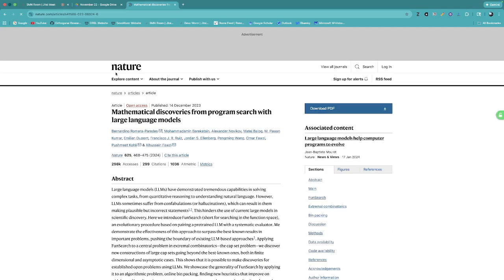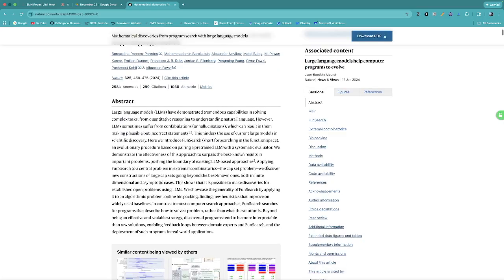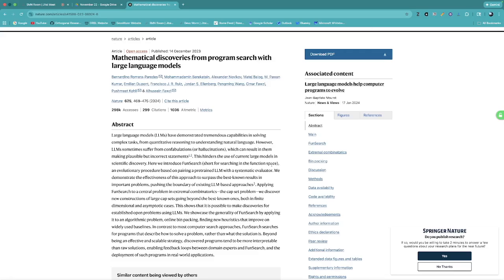So this is the Nature paper, Mathematical Discoveries from Program Search with Large Language Models. And this is their approach to this. Large language models have demonstrated tremendous capabilities in solving complex tasks, from quantitative reasoning to understanding natural language. However, large language models sometimes suffer from confabulations or hallucinations, which can result in them making plausible but incorrect statements. This hinders the use of current large models in scientific discovery.